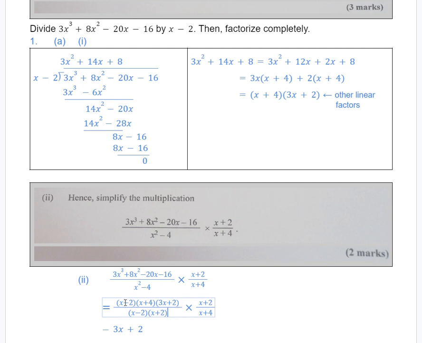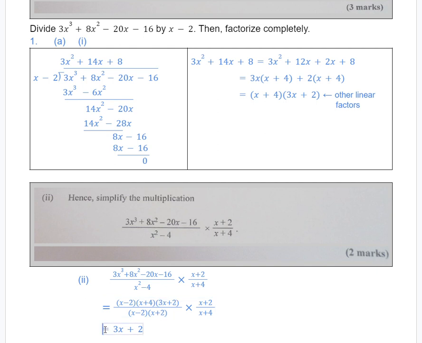So we can cross off like this x minus 2 with x minus 2. Right, the tool that I'm using right now is a little limited, so I don't have annotations. So I'm just going to highlight what we are going to cross off. This x plus 2 here with this x plus 2. And then the denominator x plus 4, cross that off with this x plus 4. That leaves 3x plus 2 as the answer.